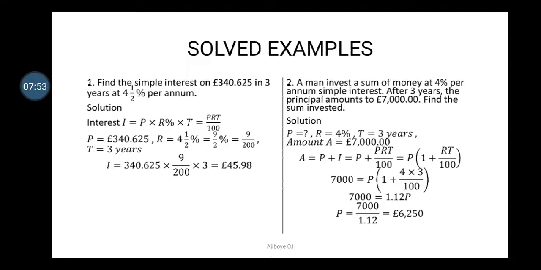If we now substitute the given parameters, A for 7,000, R for 4, and T for time, we would have 7,000 equals P open bracket 1 plus 4 times 3 over 100. Therefore, 7,000 will be equal to 1.12 P. If we divide both sides by 1.12, we would have P equal to 7,000 over 1.12. And on division, that will give us 6,250 pounds.